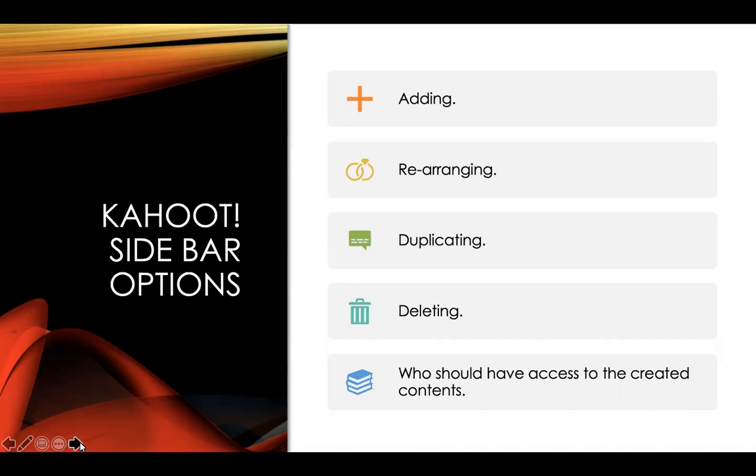And then you'll see a little icon there that looks like books, and that'll allow you to say who should have access to create the content. So if you want your students to actually help create the content, you can give them access, or a fellow teacher. So those little icons match up with the Kahoot.